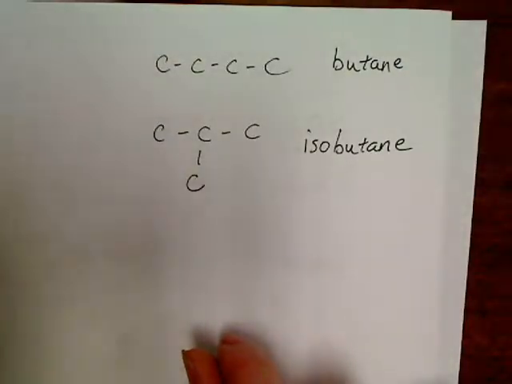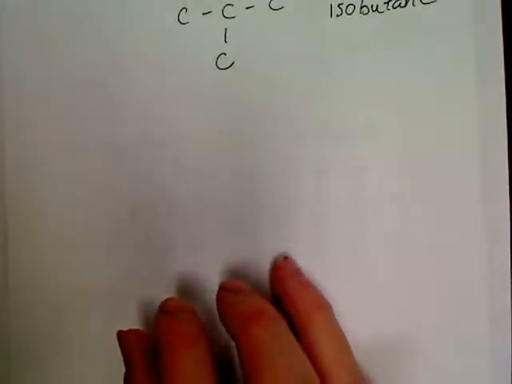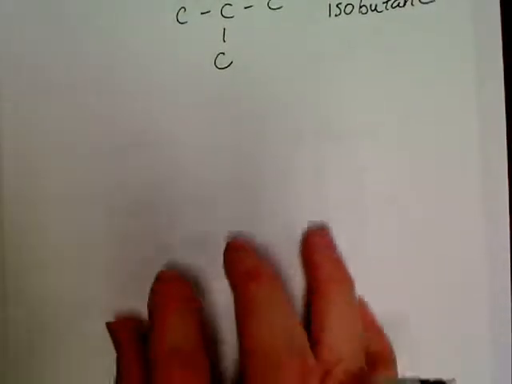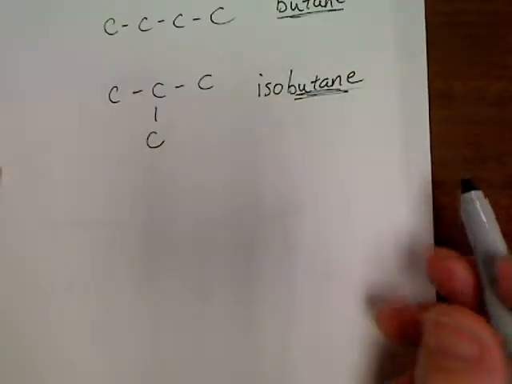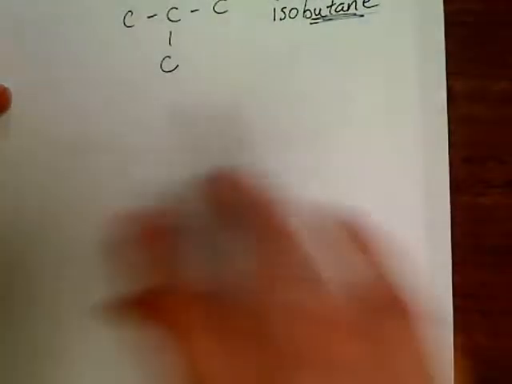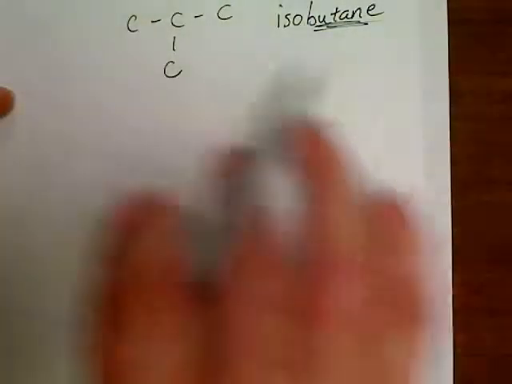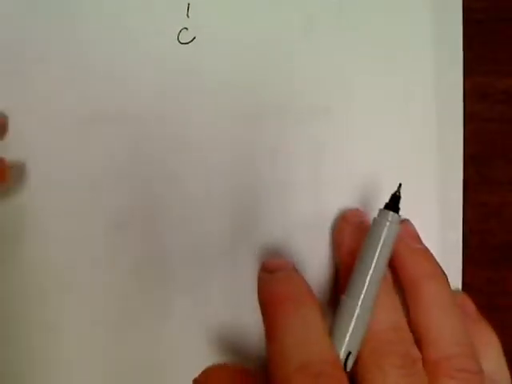So let's kind of get into this a little bit. How do you name these kinds of things? All right, here's what you do, no matter what you've got. The last word is going to end up telling you your longest chain. So if you see pentane, that means 5 C's in the chain. Hexane, 6 C's in the chain. Decane, 10 C's in the chain. So that's kind of like your root.